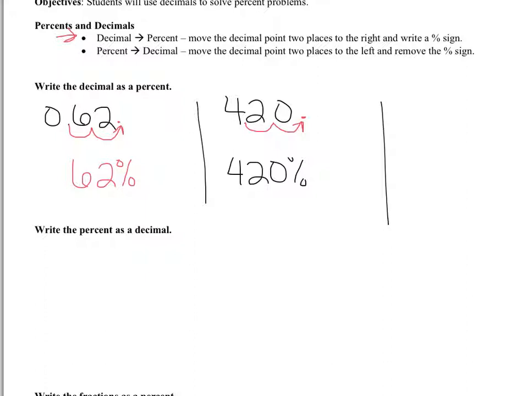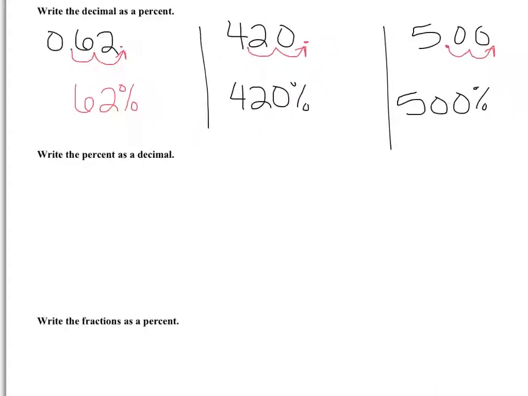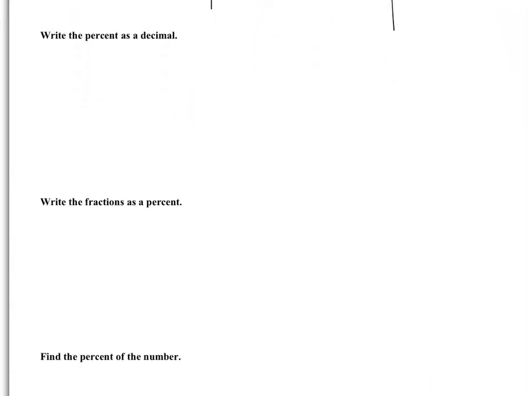Okay, last one. I want you guys to try this one. 5. Pause the video. Write this as a percent. Kind of a tricky one. Should have got 500%. The only reason that one was a little tricky is because we did not see a decimal in the beginning. But we all know that if you don't see a decimal in the number, it is at the end.